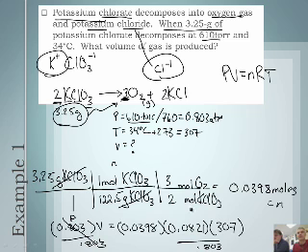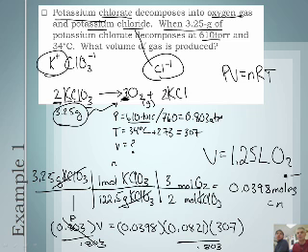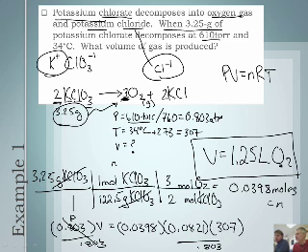And you get V. And you get V to be what? 1.25. And that'll be liters of oxygen gas. So you will produce in this reaction this many liters of oxygen gas.